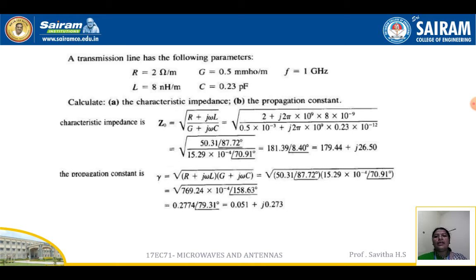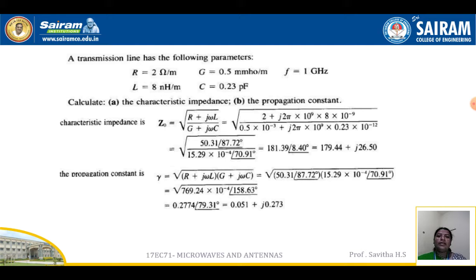Already yesterday I told that the characteristic impedance formula is Z0 is equal to square root of Z by Y, and the propagation constant is gamma. Gamma is equal to alpha plus j beta, where alpha is attenuation constant and beta is phase constant. So characteristic impedance, as we know, Z0 is equal to square root of Z by Y. So Z is equal to R plus j omega L, and Y is equal to G plus j omega C.